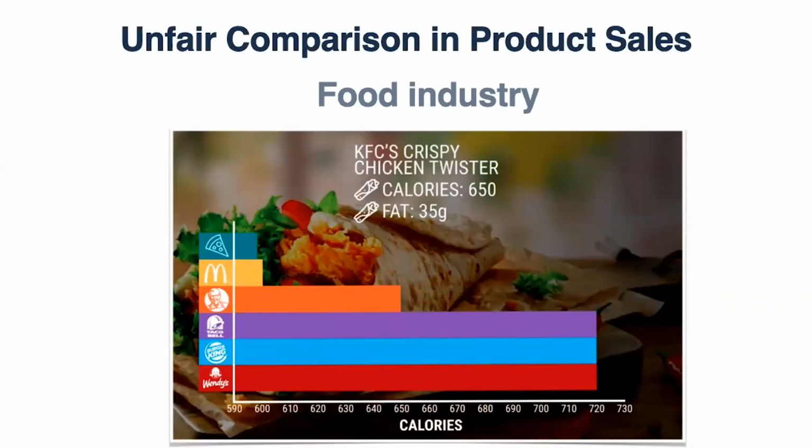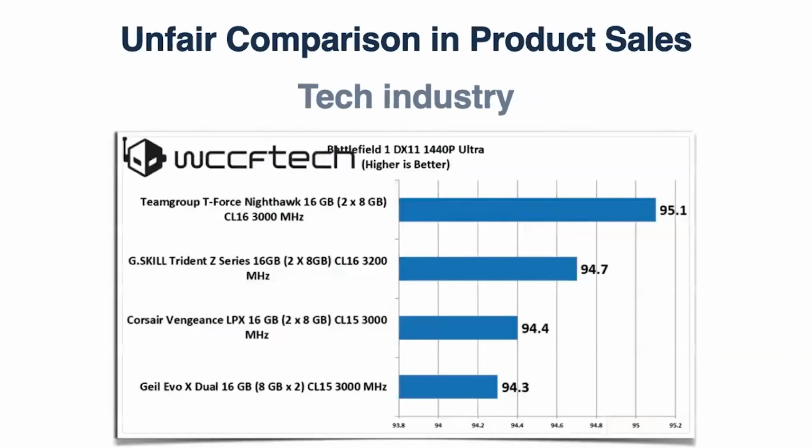Here's an even more extreme one in the food industry. They're comparing calories, but they start at 590 here. So the difference isn't that much. And the same for tech industries, for example. As you can see, they start at 93.8%. And they stretch out these last 2% to make a difference, but actually there isn't much.